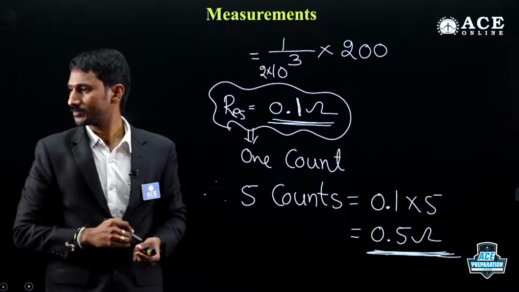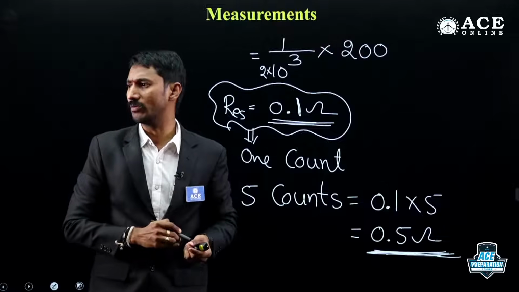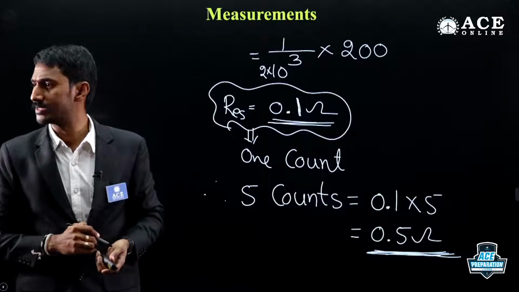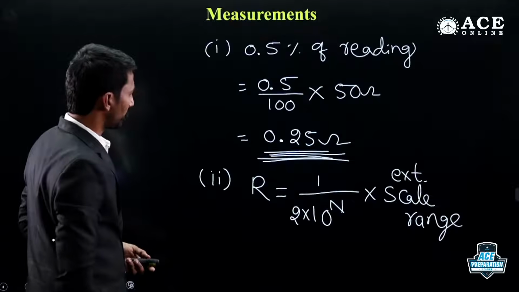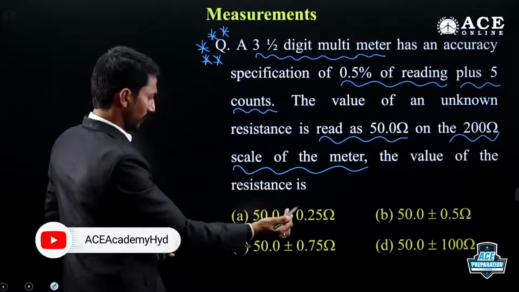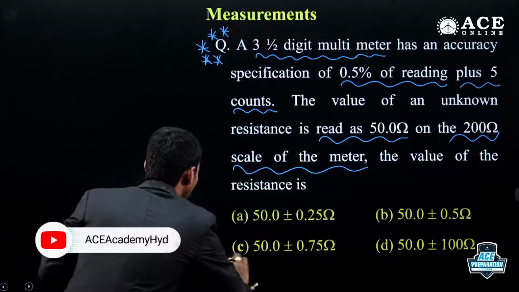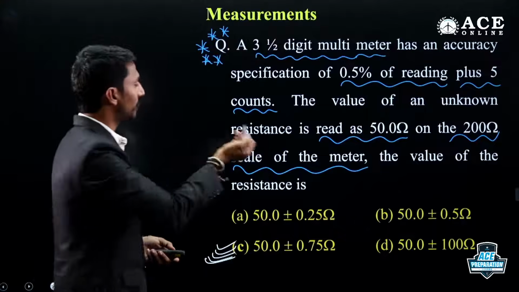Clear, guys? Very good. Rahul Jaiswal, yes, extended range, sir. Very good, very good, very good. Already given the answer. Very nice. What is the option here? 50 plus or minus 0.75. Right? 50 plus or minus 0.75, yes, which option? Option C. Very good. Clear? Right. Let us take one more question.